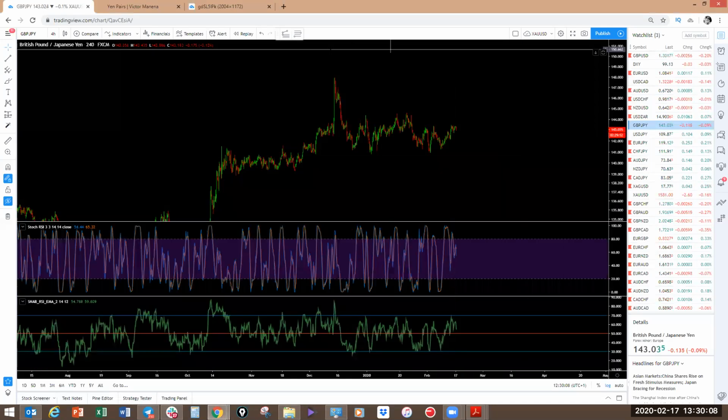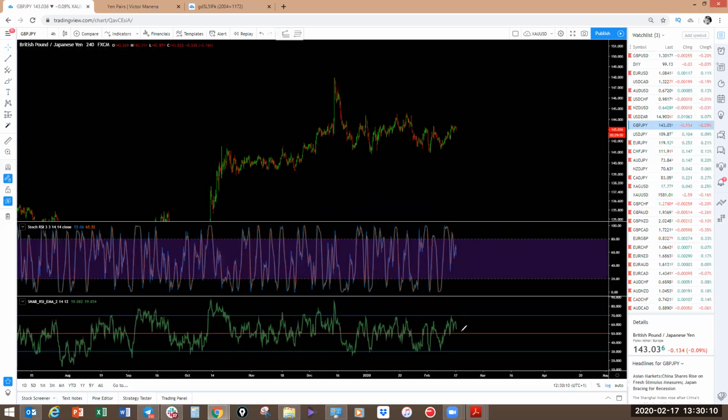Stock at the top has not reset. RSI is just above 50, so it's in the middle of nowhere, no setup there. We just need to see continuation to the upside.